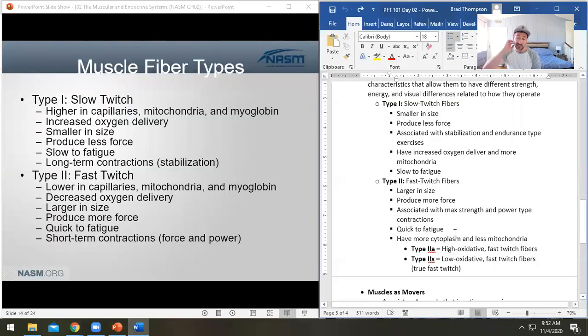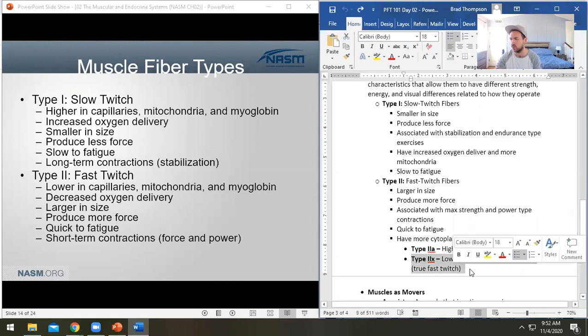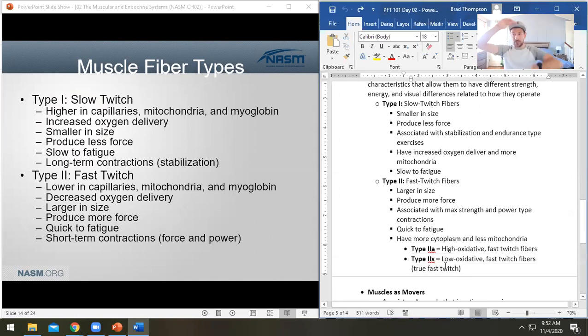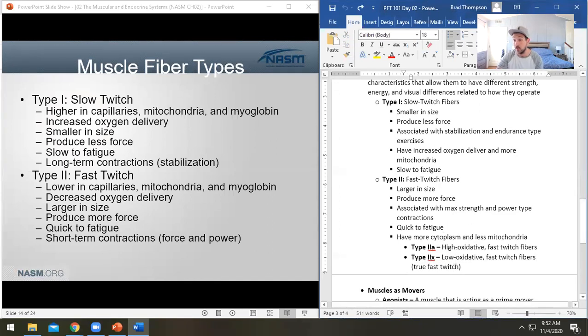Different things. And then type 2 is going to be split into further categories. You're going to see type 2A and you're going to have type 2X for extreme. Type 2X is the true fast twitch. This is like if you're doing up to 5 repetitions, you're just lifting so heavy that you get done with your 5th one and you need to take a nap afterwards, right? Because it's that hard. That's a type 2X style muscle fiber.